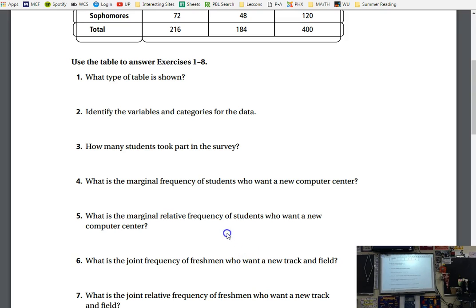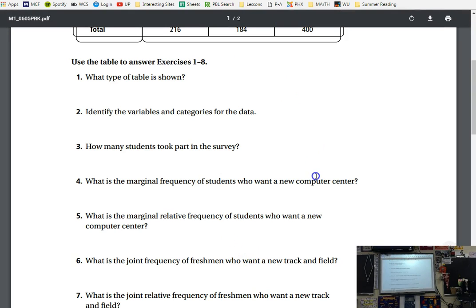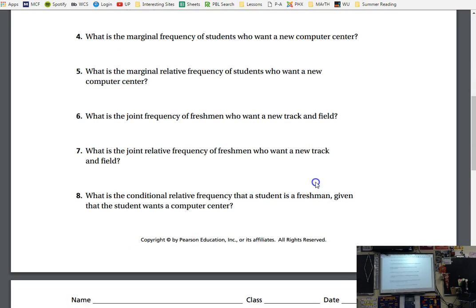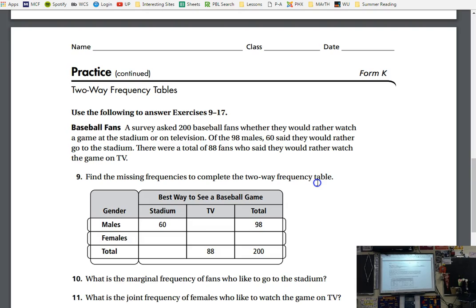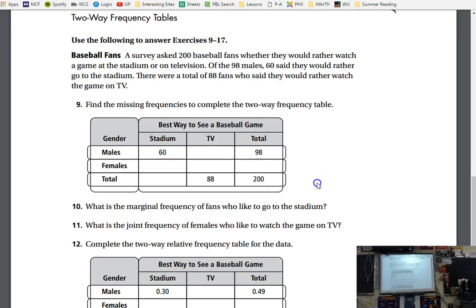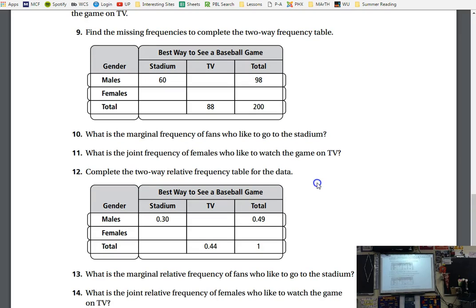Other questions? 6-5. Going once. Going twice.